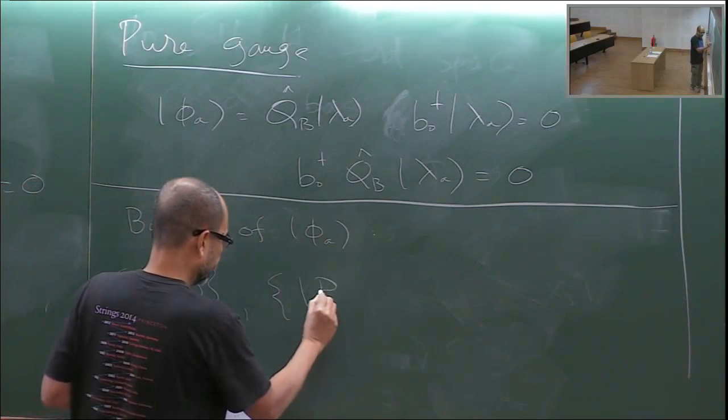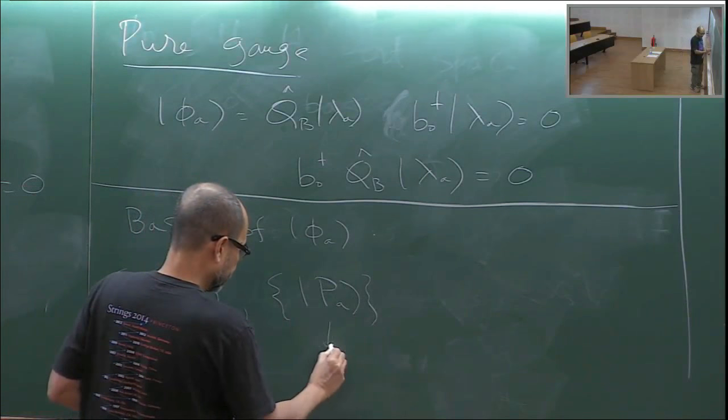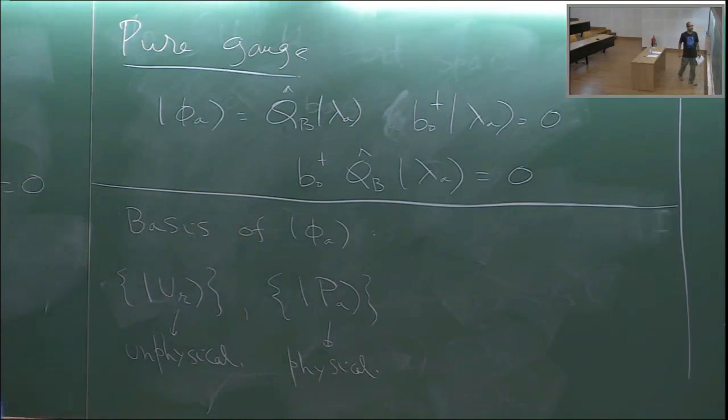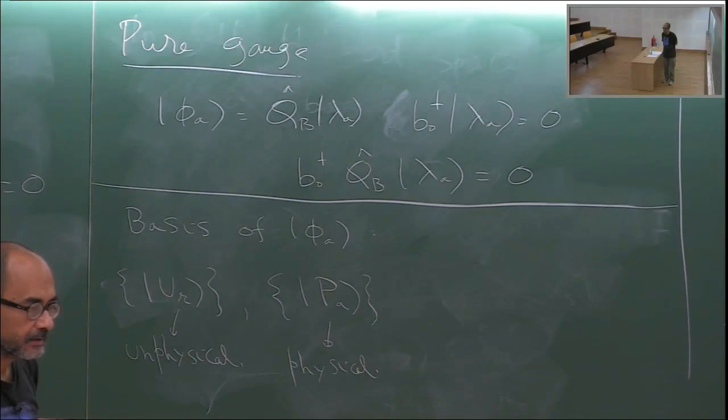Then I have P A, these are physical. They satisfy QB hat P A equal to 0, but P A itself is not equal to QB hat on something where that something is annihilated by B naught plus. Yes, in this definition of physical state. You said sometimes pure gauge states are also included, that is the lambda A's which do not satisfy B naught plus. That's right, exactly. So are these the gauge transformations which take you out of the single gauge? That's right, yes.